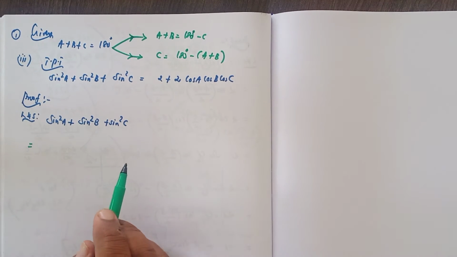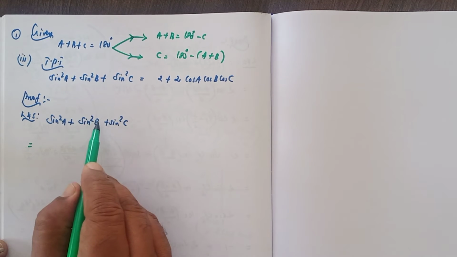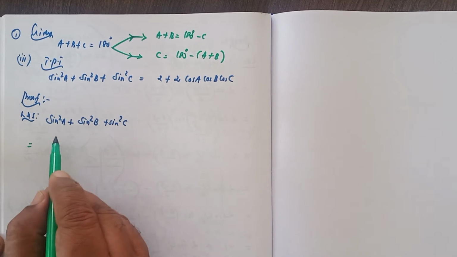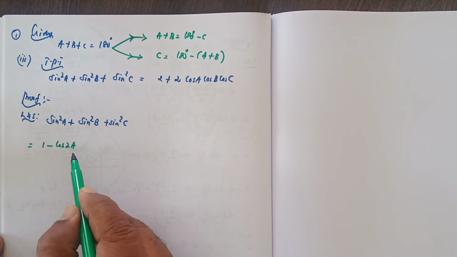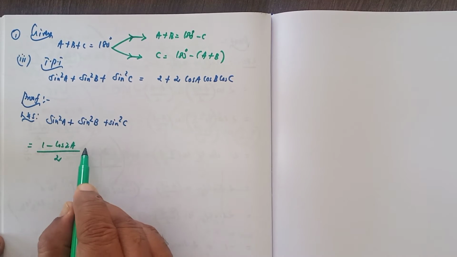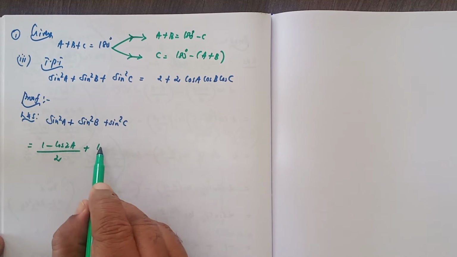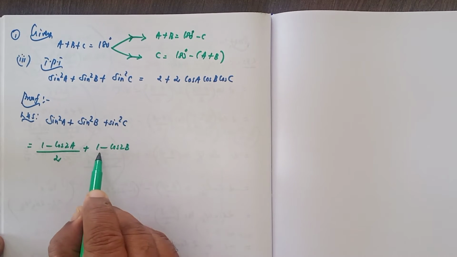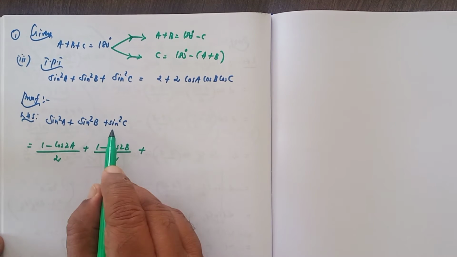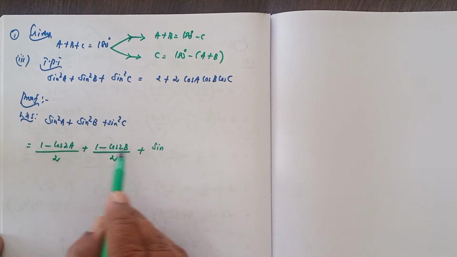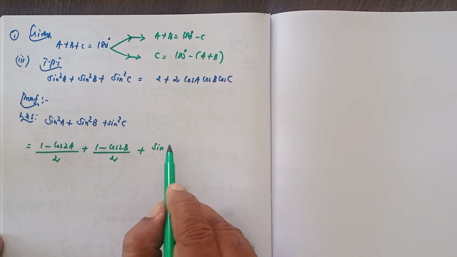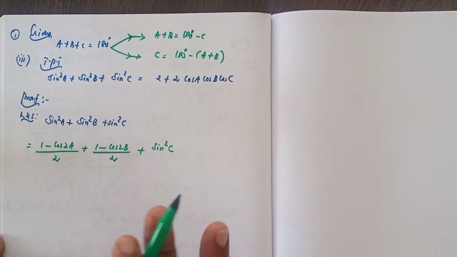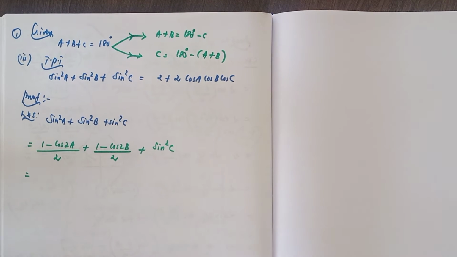For applying the identity sin C plus sin D and so on, the square has to be eliminated. Then only you can apply the identity. For that, sin squared A formula is 1 minus cos 2A divided by 2, plus sin squared B, that is 1 minus cos 2B divided by 2. And the third term, write as it is, no need to apply this formula. Apply the formula only for the first and the second. Always retain the third one. Sin squared C, let it be.